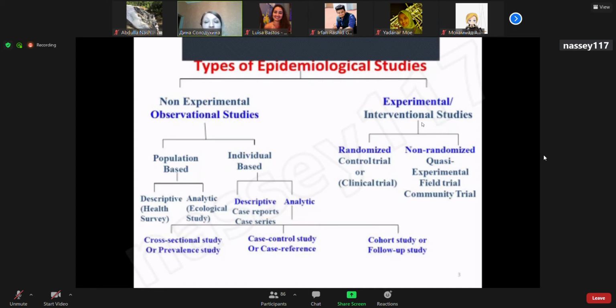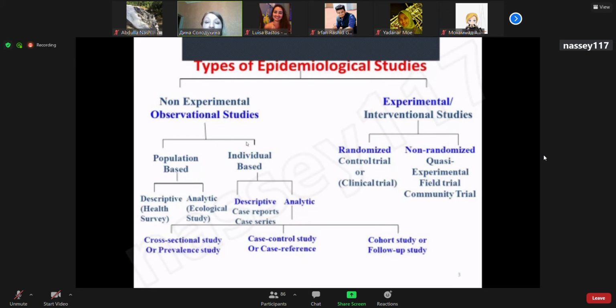Okay, so if you look at non-experimental studies, there are more categories, and I can say that they are also used a lot, though there are some limitations in the use of both of these study designs. So sometimes we are limited in the use of experimental study. In other cases, we are limited in the application of observational studies.